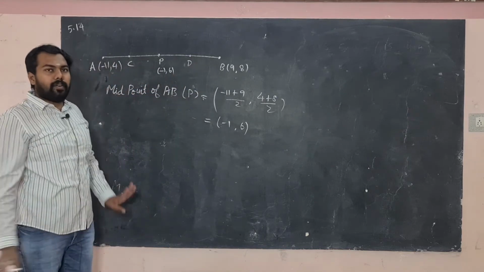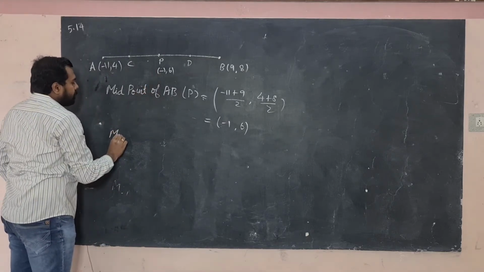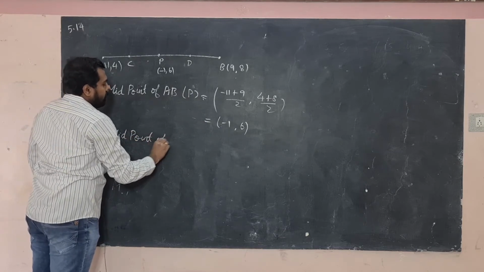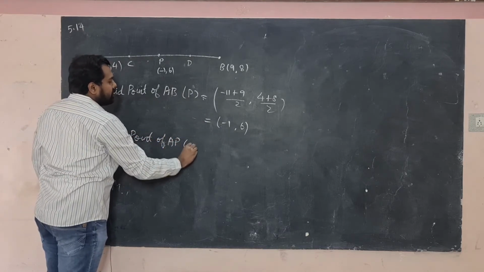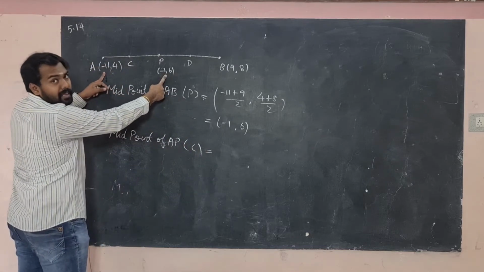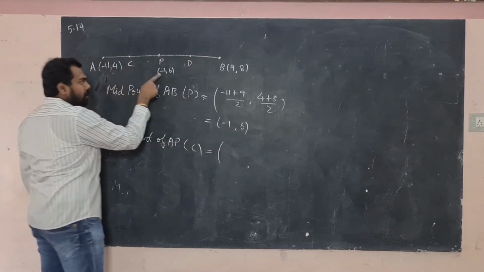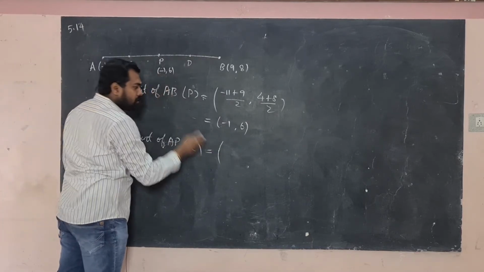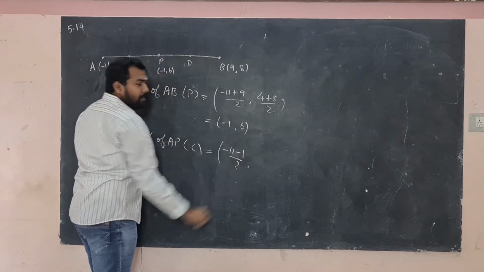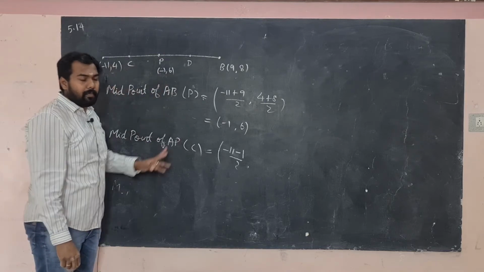ஸோ கண்டுபிடிச்சா 4 equal points. So what you are going to do? Midpoint of AP, which is C. Okay, how to find this midpoint? We have to add the x coordinate value. What is the x coordinate value here? Minus 11. What is the x coordinate value here? It is minus 1. So minus 11 minus 1 divided by 2. Plus போடக்கூடாது ஏன்னா இங்க already there is a minus. So plus into minus it will become minus.